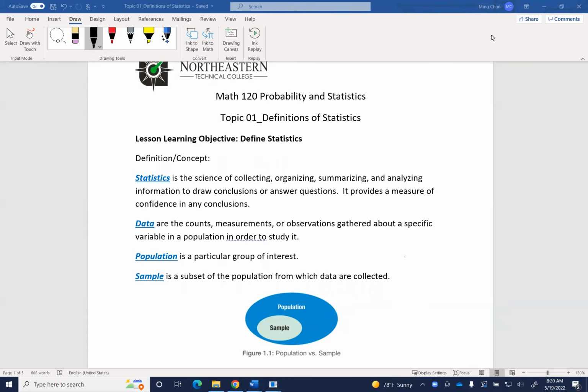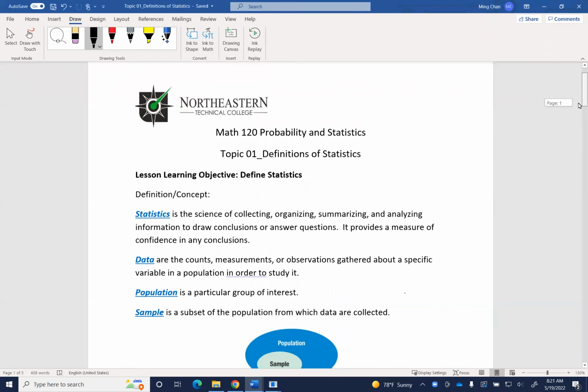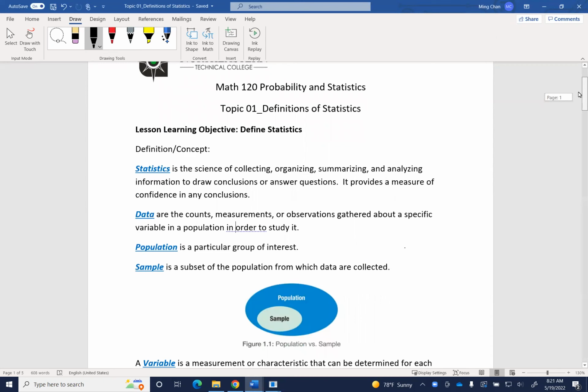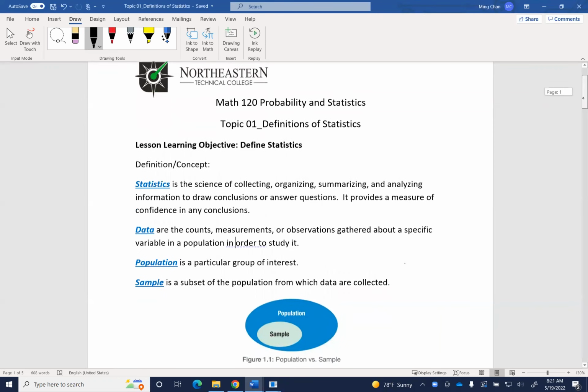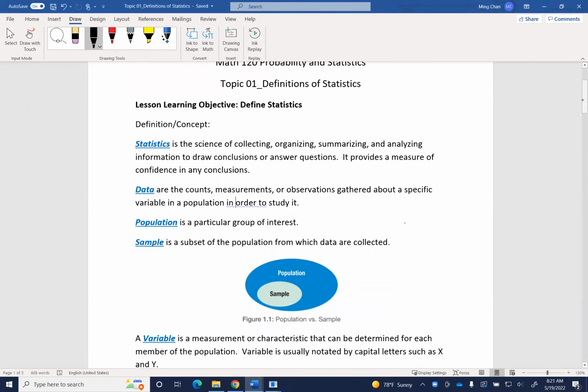Welcome to topic number one, define statistics. So the very first topic of this course, I want to go over some definitions that we will be using throughout this semester. So again, welcome to probability and statistics. So let's take a look at some of these words that we'll be using throughout the semester. So let's do some definitions.